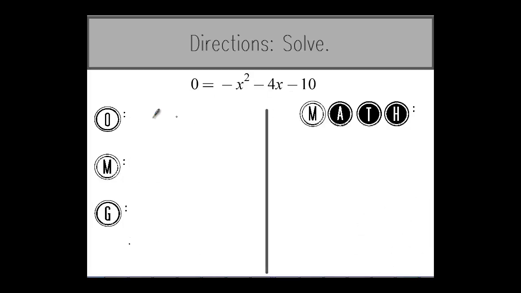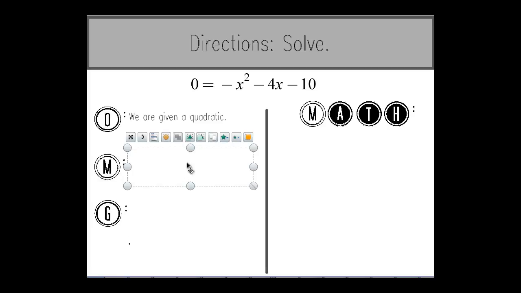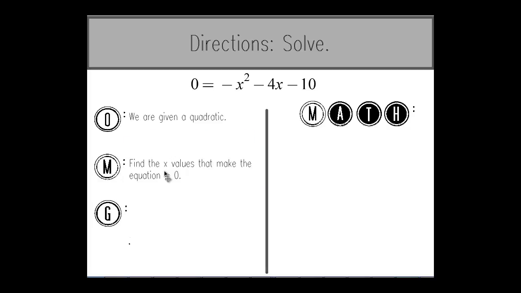The last problem I'm going to do is set up the same way. I'm given a quadratic. My goal is to find the x values that make the equation equal 0, and again I'm going to use the quadratic formula. So I know that this is my A, my B, and my C value. So I'm going to write it out.